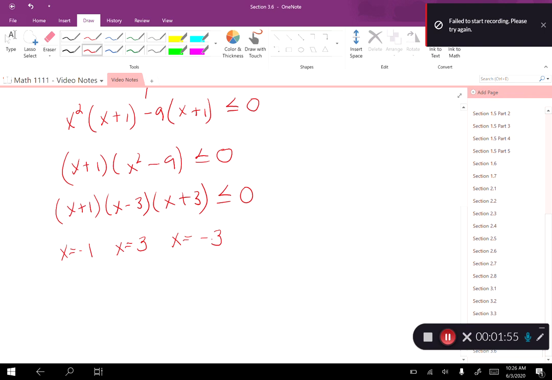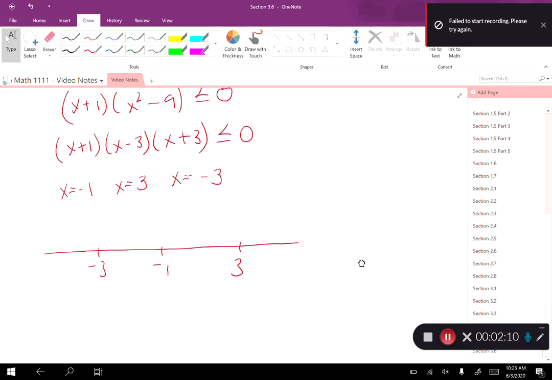Now here comes the number line technique. I'm going to draw a number line. On my number line, I'm going to put my 3 zeros. I have negative 3, negative 1, and positive 3. Next, I need test points in between each region. So I can test, for example, negative 4, negative 2, 0, and positive 4.